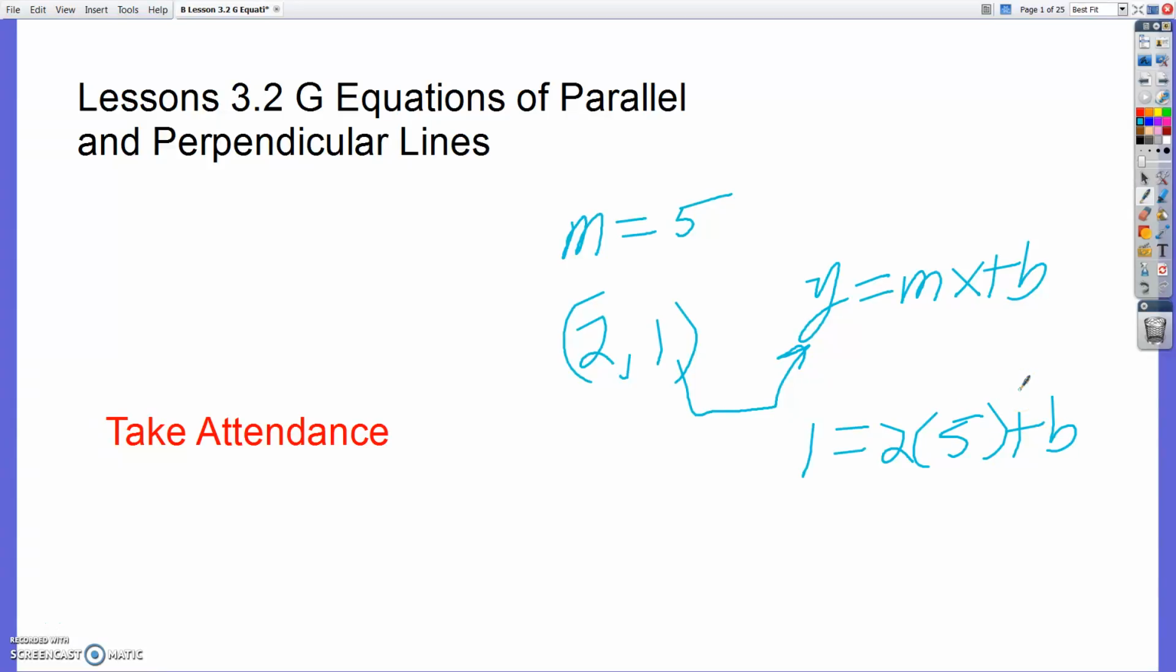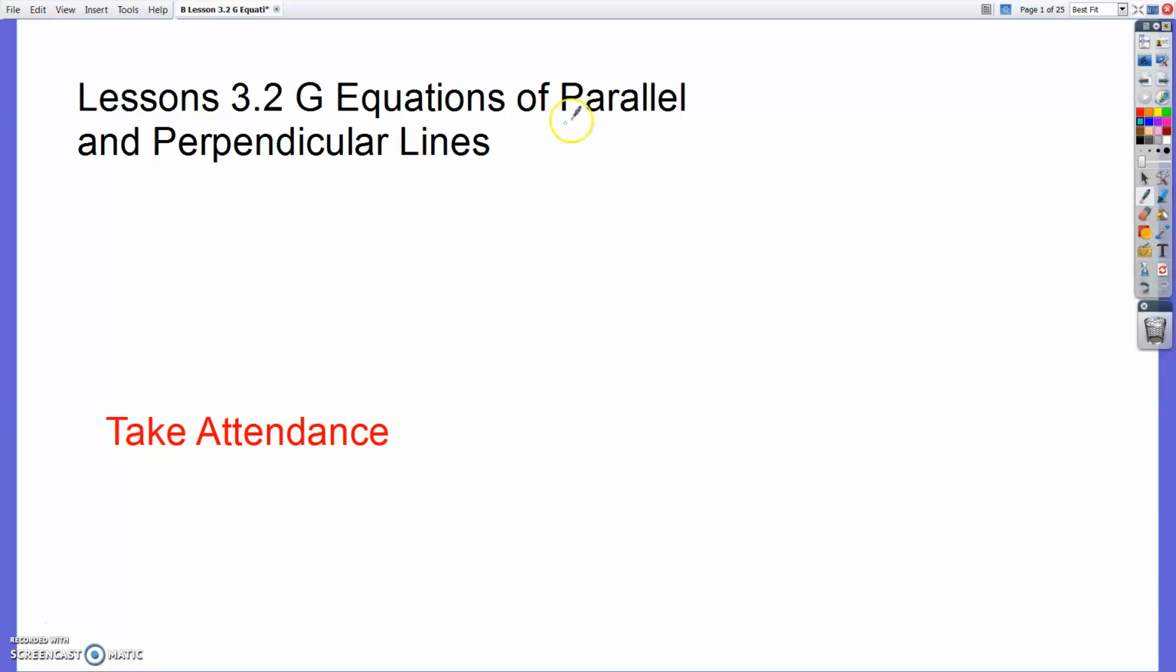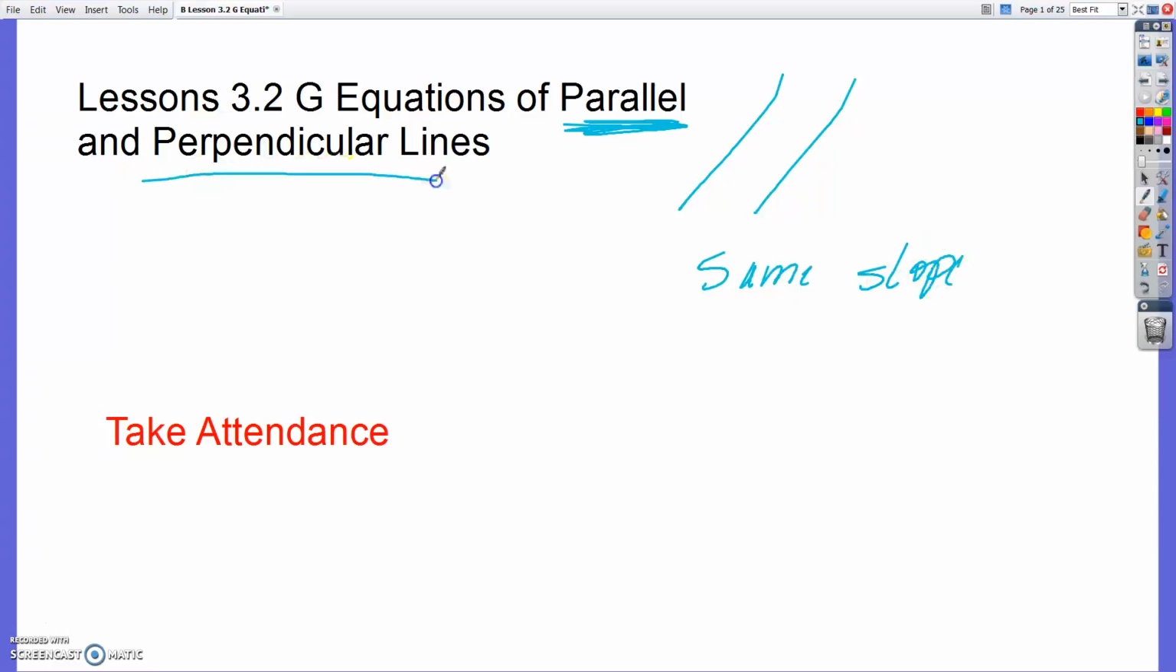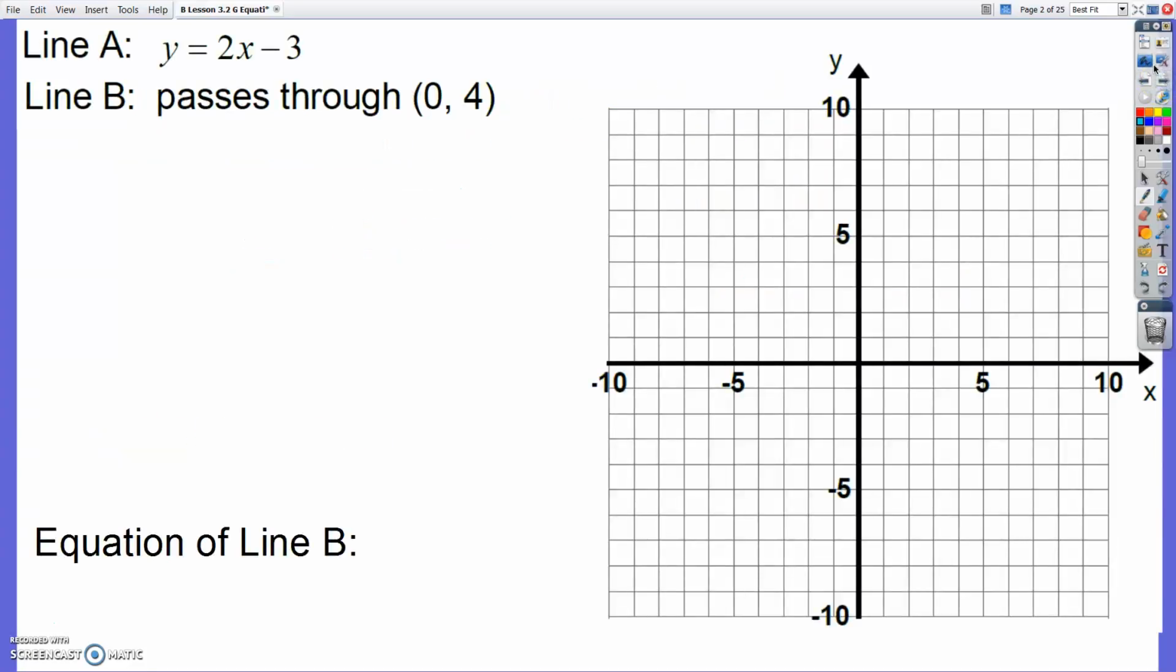Well, now what we're going to do is talk about parallel and perpendicular lines, and the big difference with that is we know that parallel lines have the same slope. We know that perpendicular lines have inverse slopes. So if we know one of the slopes of the line, we can figure out the other one. So let's go ahead and talk about what I mean.